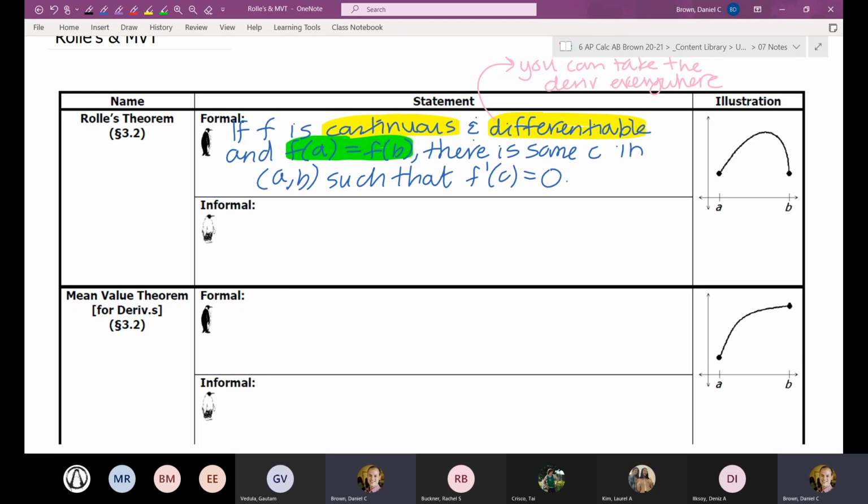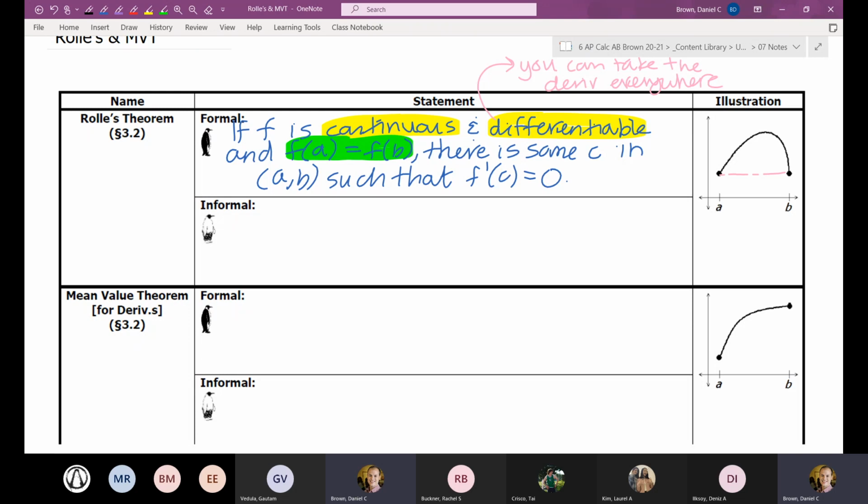And then we have the statement that f of a is equal to f of b. What would it mean if I say f of a is equal to f of b? Same y values. You can see in the graph, we have the same y values. If you have the same y values, then between those two y values, there is some c between a and b where f prime of c is equal to 0. What would it mean on the graph if f prime is equal to 0? The slope is 0, we have a horizontal tangent line there.